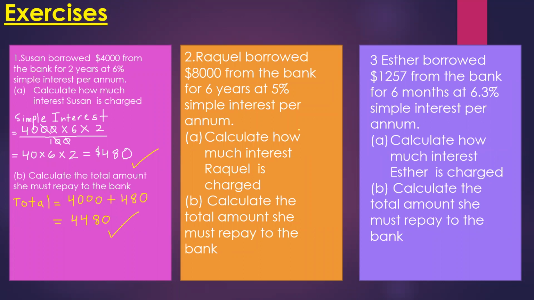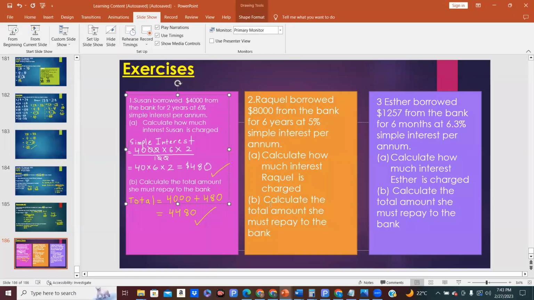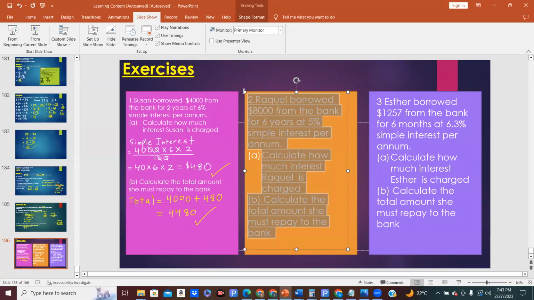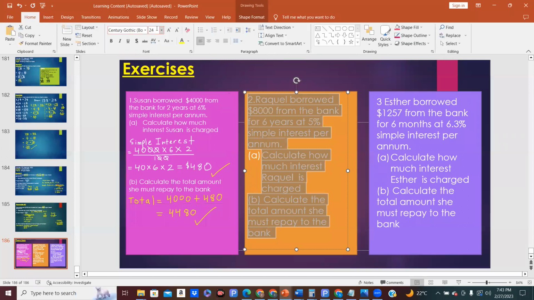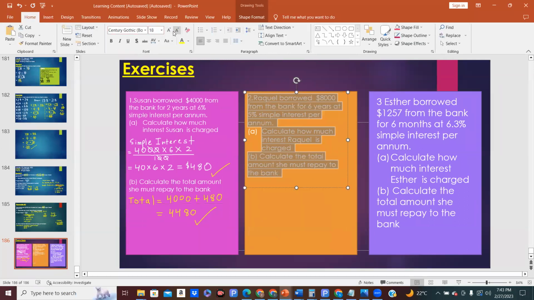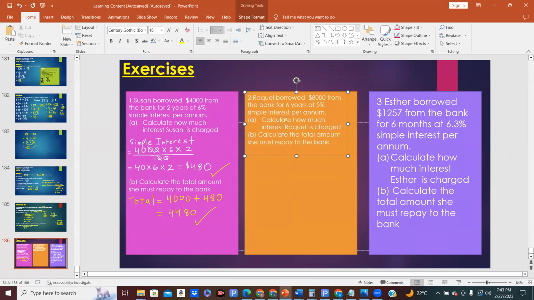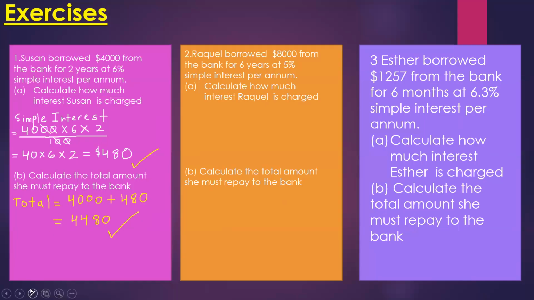All right, any volunteers for number 2? If not, I could choose someone. I could do it, Mr. Petit. All right, sure enough, no problem. Rockwell borrowed 8,000 from the bank for 6 years at 5% simple interest per annum. Calculate how much interest Rockwell is charged. First we're going to do simple interest equals P times R times T over 100. P equals 8,000, R equals 5, T equals 6.